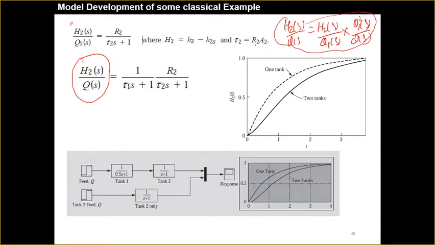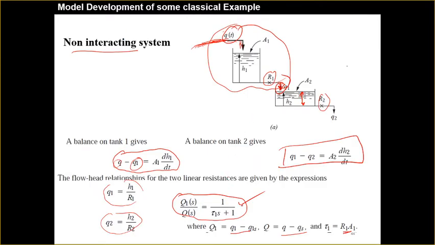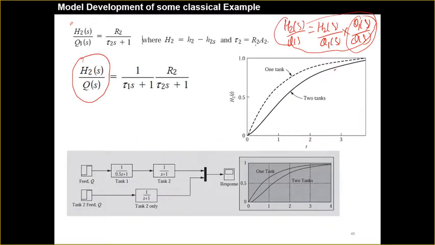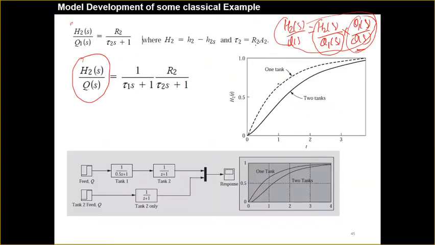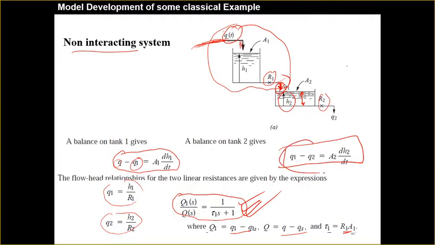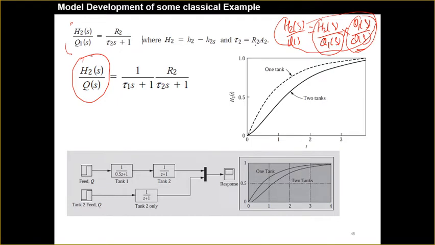As you know, Q1s upon Qs we have defined here. So Q1s upon Qs is this one. Now I'm going to define H2s upon Q1s. Just to solve the equation, H2s upon Q1s, we will get R2 upon tau 2s plus 1, right? Put this value here. Now you can solve, and you get 1 R2 upon tau 1s plus 1 times tau 2s plus 1.